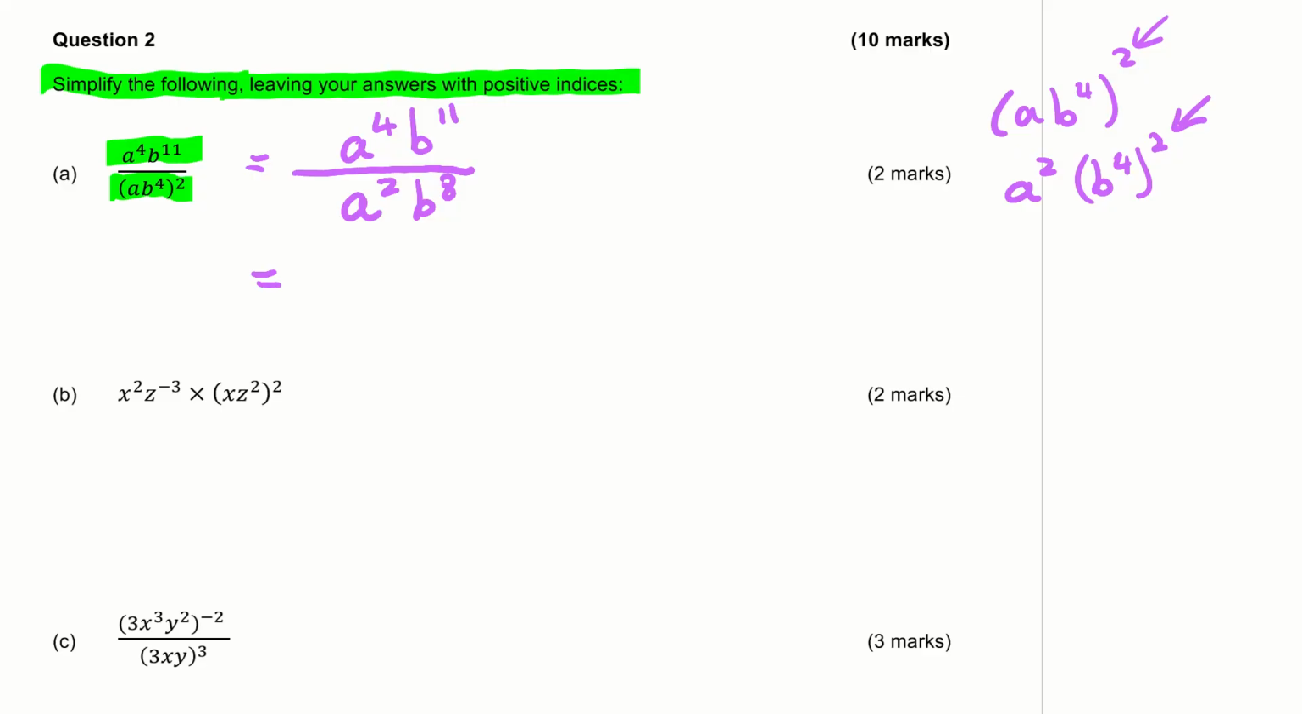And now we're dividing. So if we look at the a's, a to the 4 divided by a squared, we subtract the powers and we get a squared. And with the b's, same thing, subtract the powers, 11 take away 8 is 3.